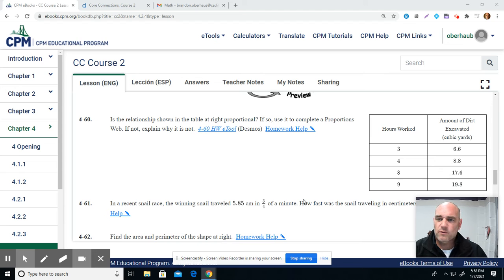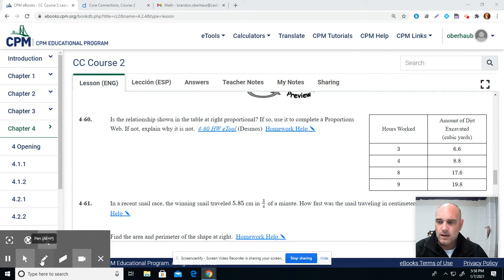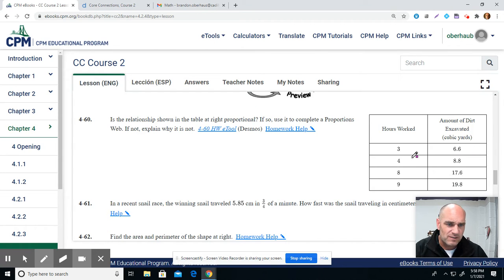All right, so I just want to offer a little bit of help on question 60. I know there's been some questions out there. So first of all, you got to see if this table is proportional or not. That's your first step. And if I look at this, 3 times what would give me 6.6? I think that would be 2.2. So you need to see, are all of these numbers multiplied by 2.2?